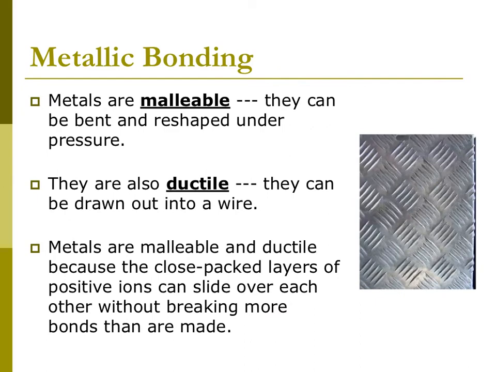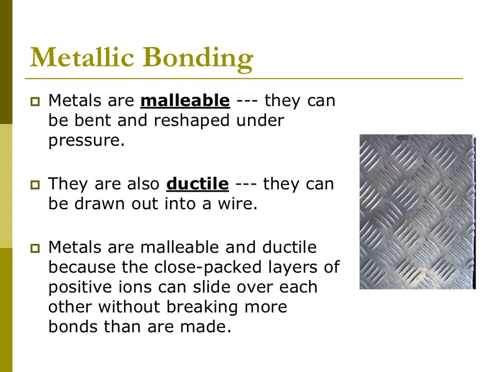Metallic bonding gives rise to a couple of interesting physical properties for metals. For one, metals are malleable, meaning they can be bent and reshaped. They are bendable. The next is that they are ductile, meaning they can be drawn out into a wire, which is very good for things like Fios internet. The copper can be drawn out into a wire shape and used to wire houses.